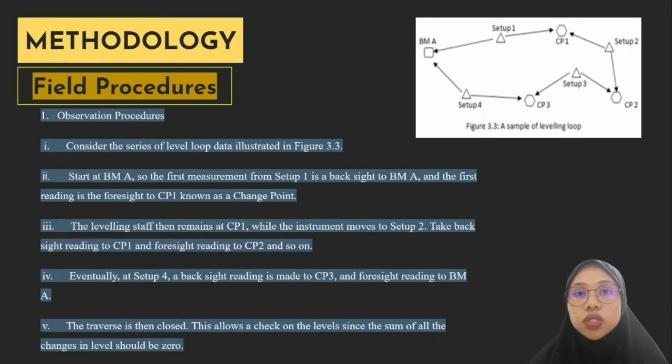Third, we need to do the leveling, then the staff remains at CP1 while the instrument moves to setup 2. Take backsight reading to CP1 and foresight reading to CP2 and so on. Fourth, eventually at setup 4, a backsight reading is made to CP3 and foresight reading to BMA. Lastly, the traverse is then closed. This allows a check on the levels since the sum of all the changes in level should be 0.